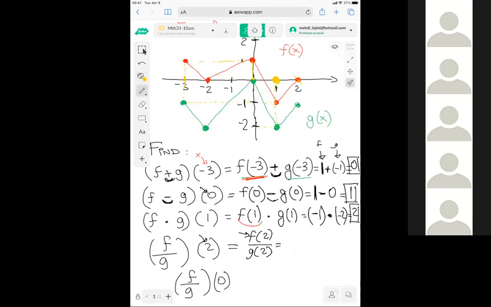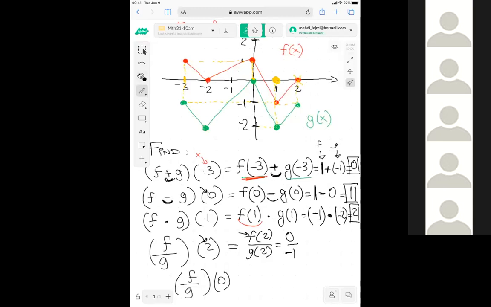Here's two, and f of two is the same point, so f of two would be just zero. So that's zero over, now g of two. Here's two, and I have to go down by one, so it's actually negative one. So g of two is negative one. And of course, thank you, Carly. Yes, it's negative one. And then you have zero over negative one.